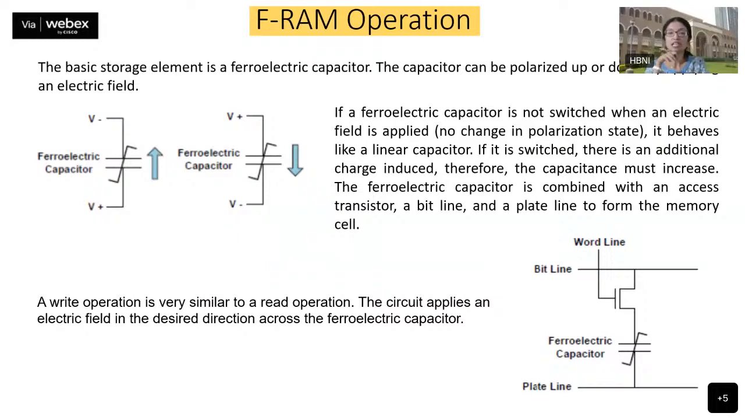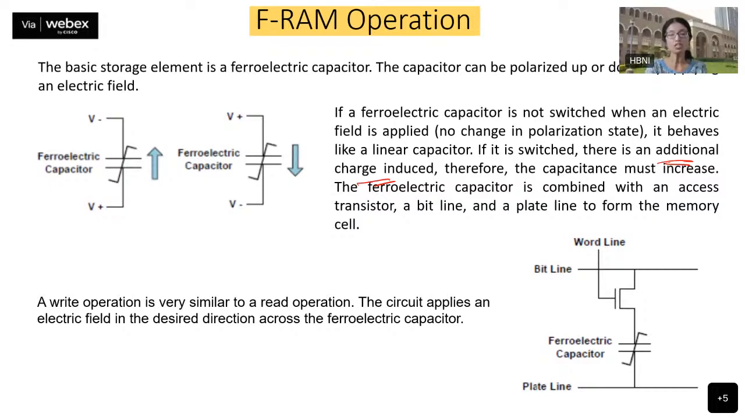So the basic storage element in this type of FRAM is the ferroelectric capacitor. The capacitor can be polarized up and down by applying the electric field. So if the ferroelectric capacitor is not switched when an electric field is applied, then it behaves as a normal linear capacitor. But if it is switched, then an additional charge is induced, as I mentioned in the previous slide. So therefore, the capacitance must increase. The ferroelectric capacitor is combined with an access transistor, it has a bit line, it has a plate line, and it forms a memory cell.